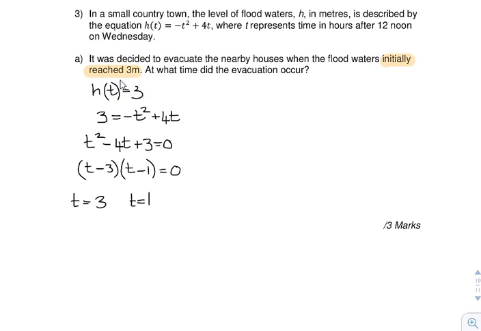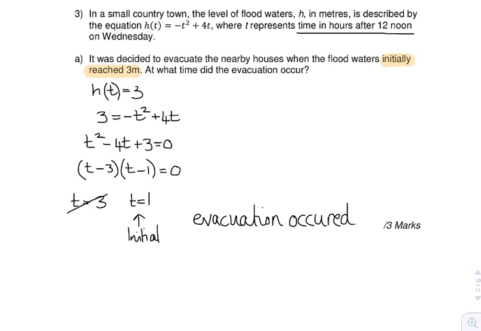So the first time where this occurs. Well, the initial time is at t equals 1. So after 1 hour, the floodwaters will have reached 3 meters and evacuation will occur. Note that we start at 12 noon and we're asked when, not after how long, which means we're 1 hour after 12 noon, or we're at 1 p.m.